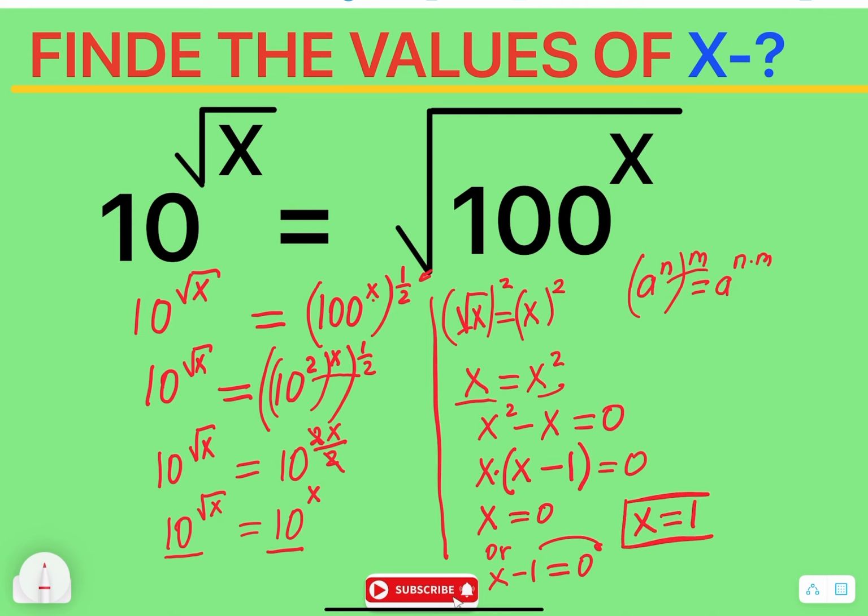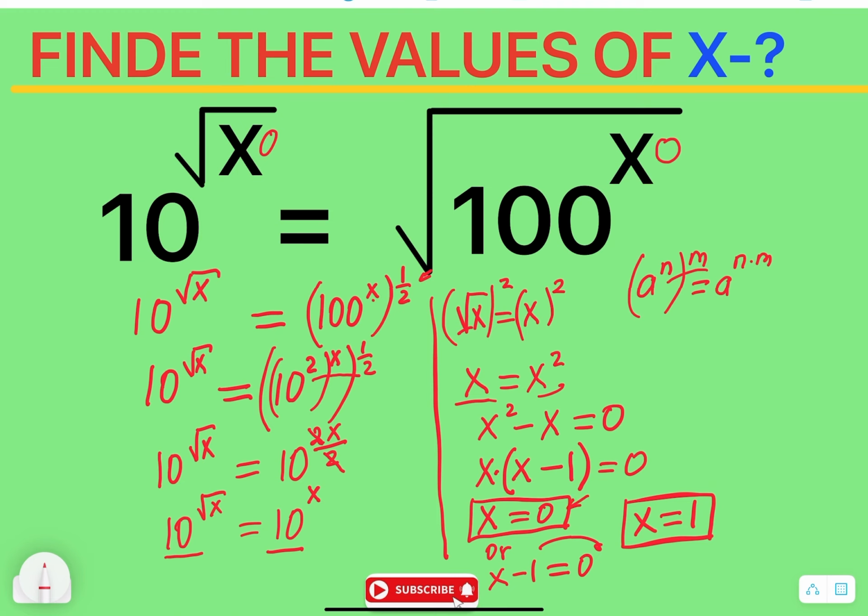So we got two answers here for our problem. We can also check what's going on here. We have x equals 0. Imagine if we put 0 here and 0 here, we will have 10 to the power of 0 equals 1, and 100 to the power of 0 equals 1. So 0 can be the answer.